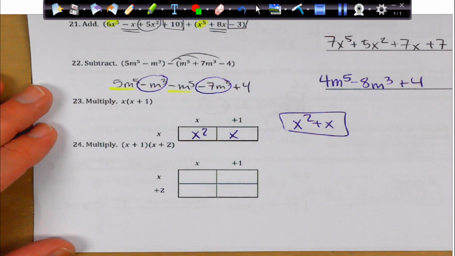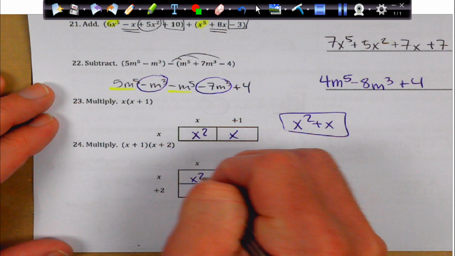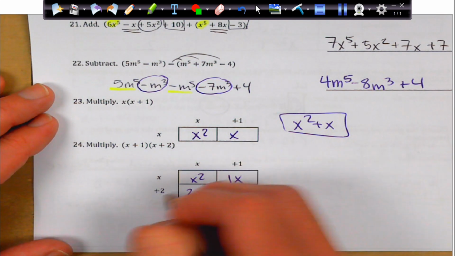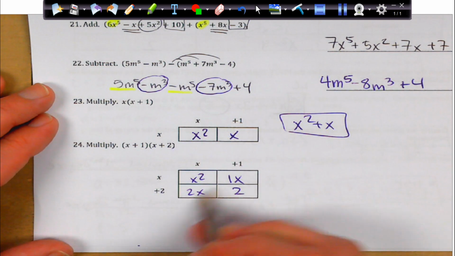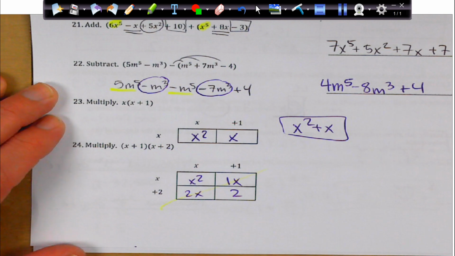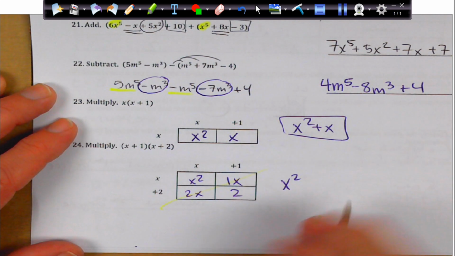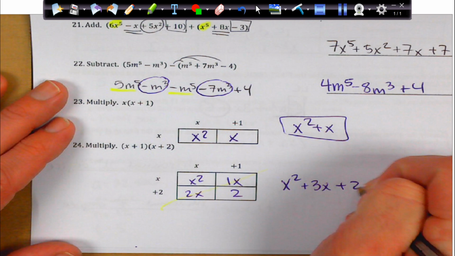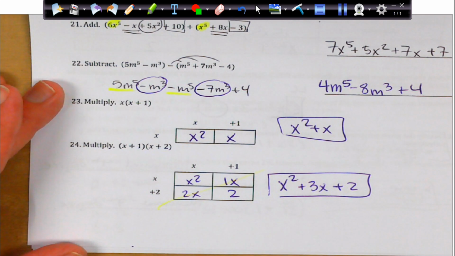Okay, multiplying on this one, we get x times x is x squared, x times 2 is 2x, x times 1 is 1x, and 1 times 2 is 2. Usually our like terms are going to be along this diagonal right here. And so we're going to get x squared, our highest degree first. 2x plus 1x is 3x plus 2. And there's 24.